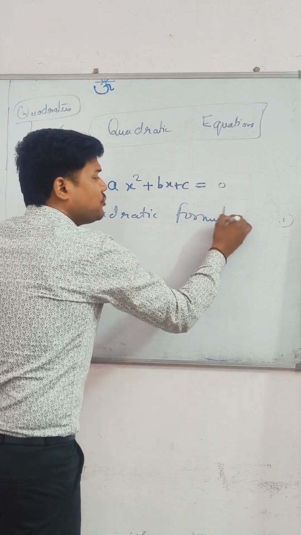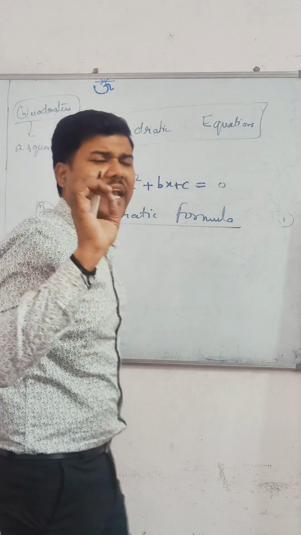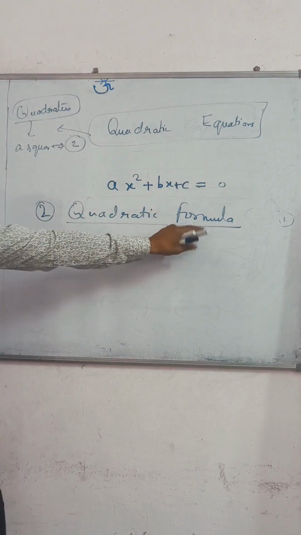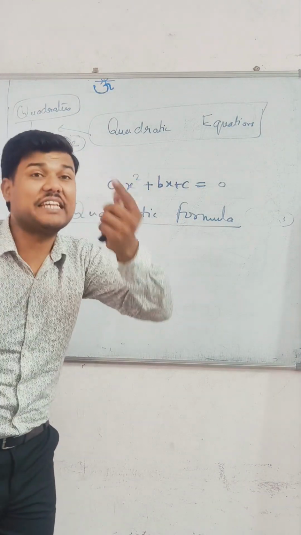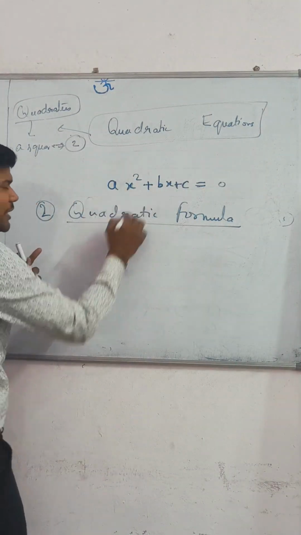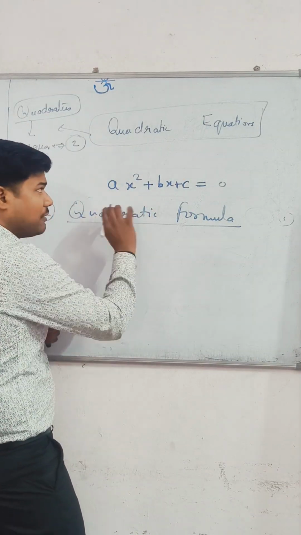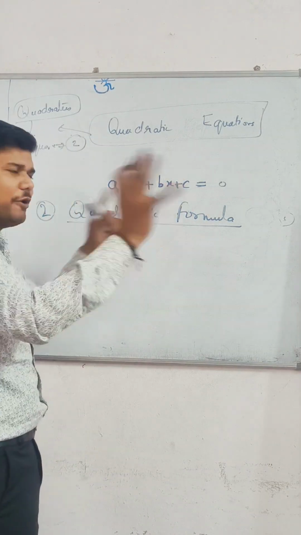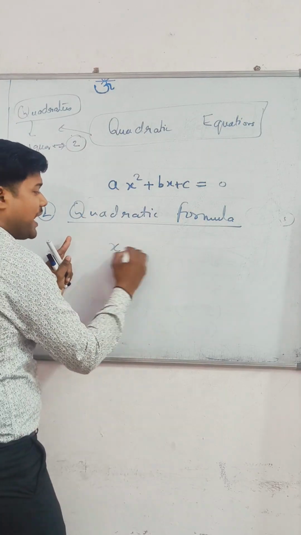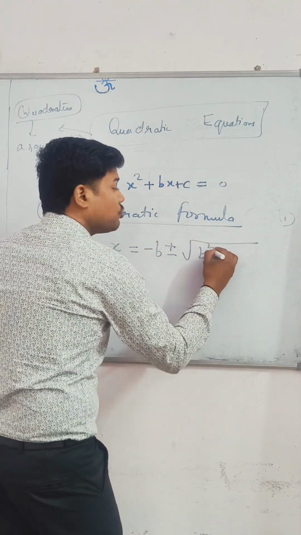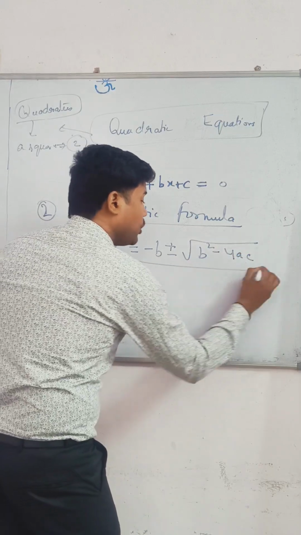Always remember, this works for each and every type of quadratic equation, either it's easy or it's hard. For example, for any quadratic equation, what is the formula? You just have to write the formula and put the values over here. So what is the formula? x is equal to minus b plus minus under root b square minus 4ac upon 2a.